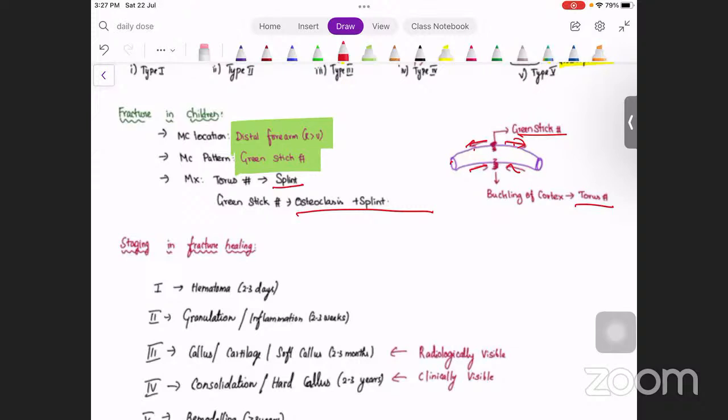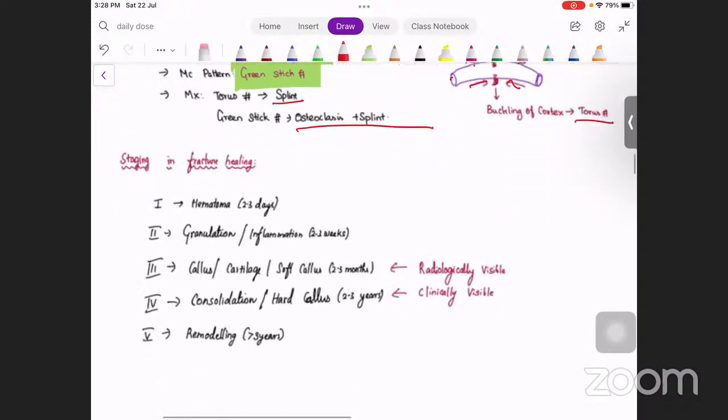In terms of torus fracture, you do the splint. In terms of greenstick fracture, you do the osteoclasts along with the splint. Type 3 of your Salter and Harris classification involves the fracture on the distal segment along with the fragment on the distal portion. And type 4, all three layers are involved. Type 5, compression of growth plate. You have to know that.